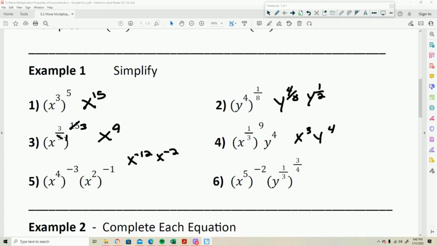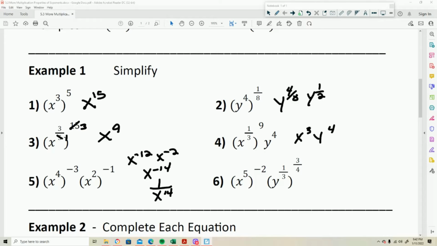Okay, x to the negative 12, x to the negative 2. Now, I'm going to go ahead and put these together. These are multiplied together, so you add the exponents, you get x to the negative 14. Now the negative tells you to flip it. So put 1 over x to the 14th power. And this is our final answer. Okay? So just do the negative at the end after you simplify everything.